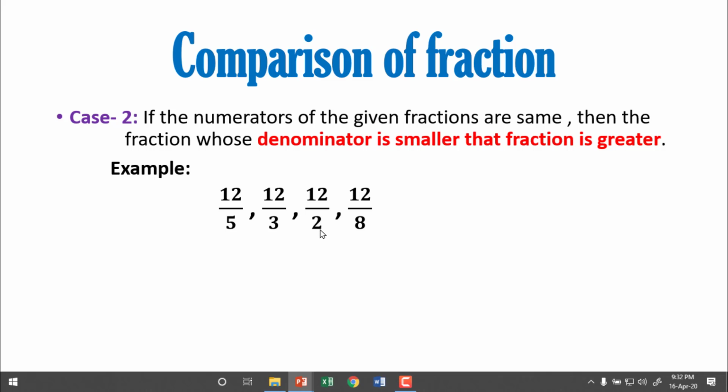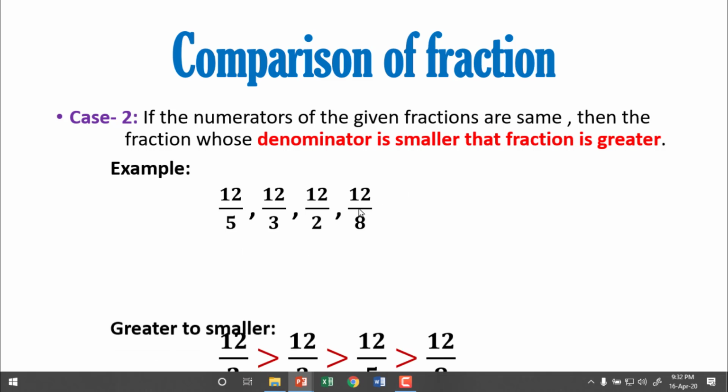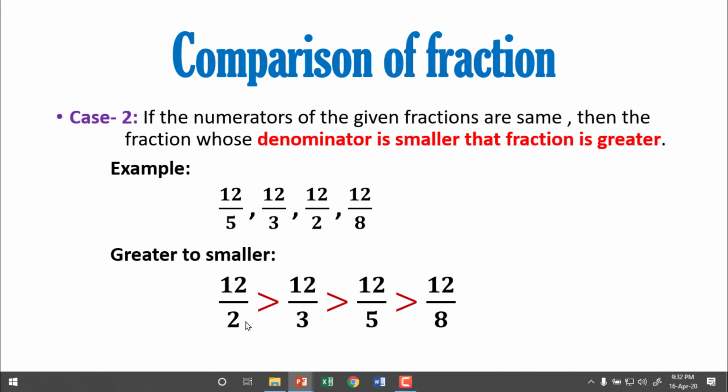Next, after 2, 3 is the smallest one. That's why 12 by 3 will be the second largest. Then 12 by 5 will be the third largest, and the smallest one will be 12 by 8. Look, 12 by 2 is the largest, next 12 by 3, then 12 by 5, then 12 by 8. So if the numerators are the same, we will compare the denominators. The fraction with the smallest denominator will be the largest one. You have to remember this.